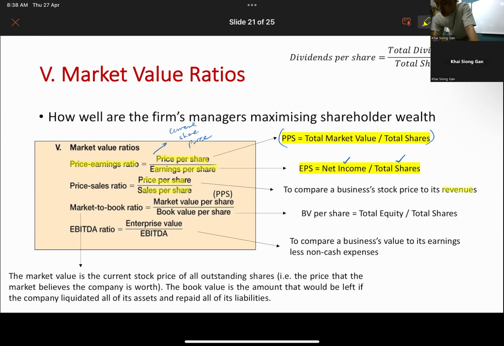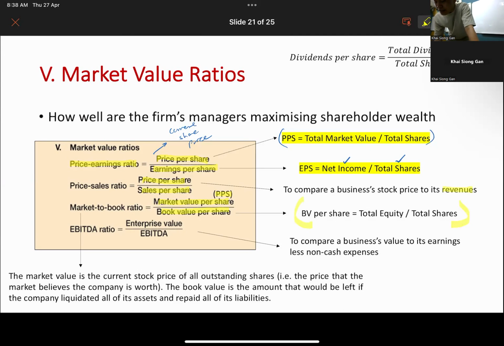Next, the market-to-book ratio. That means I look at market value per share. Remember, market value per share is another term for price per share, as a proportion of book value per share. So how do you calculate book value per share? This is the formula. Basically, I look at market value per share, the current share price, as a proportion of book value per share.